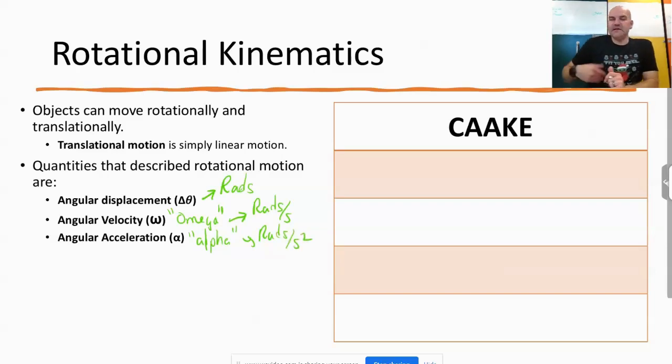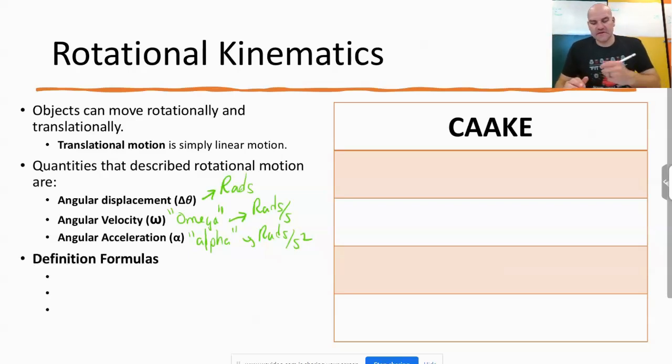So you could see, just like what we did before, we have a position, we change that with respect to time. So we go from radians to radians per second, and then we change our velocity with respect to time, which becomes radians per second squared. So what we just talked about and described were what we call definition formulas. So formulas that define what the quantities are.